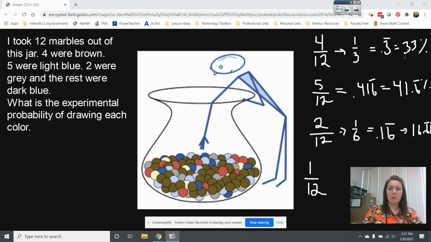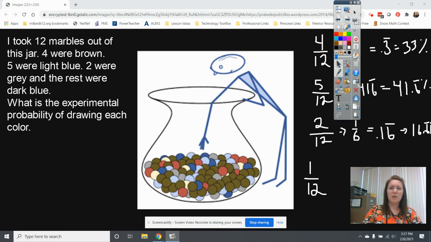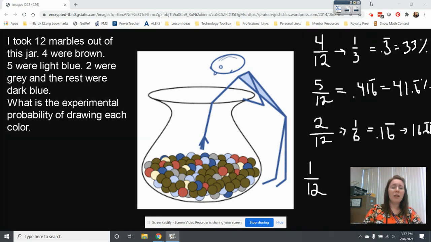So that is experimental probability. Again, the difference between experimental and theoretical is that theoretical is what we think is going to happen. Experimental is what did actually happen.